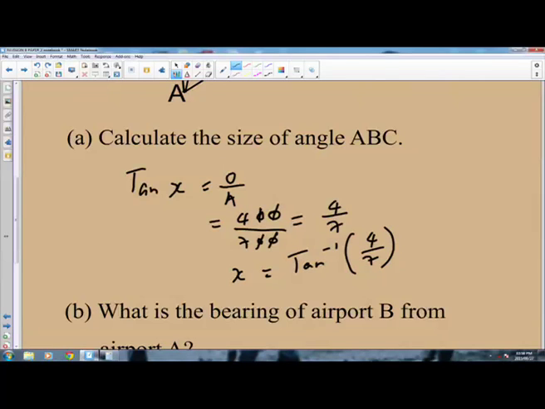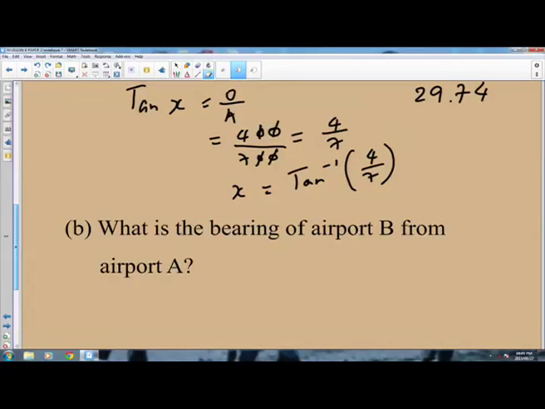And then all you can do is to punch your calculator, find out what the tan inverse 4 over 7 is. You are now to find the value of x. And to find the value of x, you need to take the tan inverse of 4 divided by 7. And upon taking the tan inverse of 4 divided by 7, x, which is the angle, x is equals to 29.74. And then we need to remember that angles are written correct to 1 decimal place.